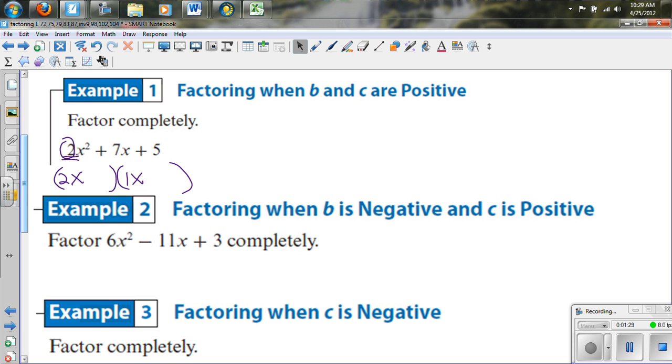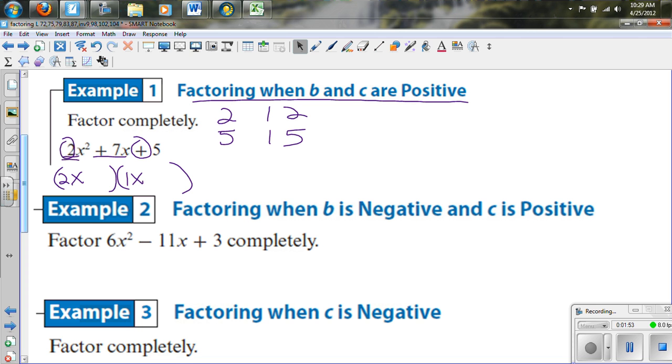And then we look at the factors of 5. So we looked at 2, which is 1 and 2. 5 is only 1 and 5. So in this case, this isn't too bad because both factors are prime and we can only use 2 and 1 and 5 and 1. So the question becomes then, where do we put the 5 and the 1 in order to get the 7 in the middle? And this is factoring when a, b, and c are positive.